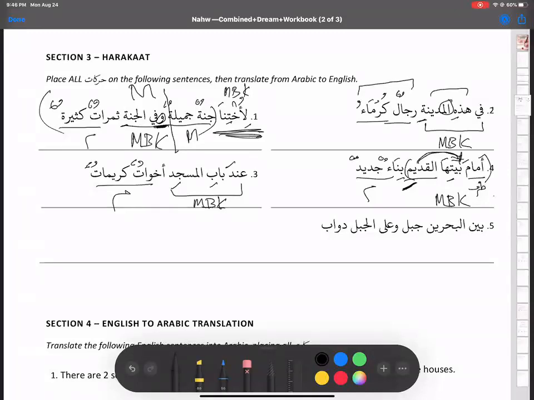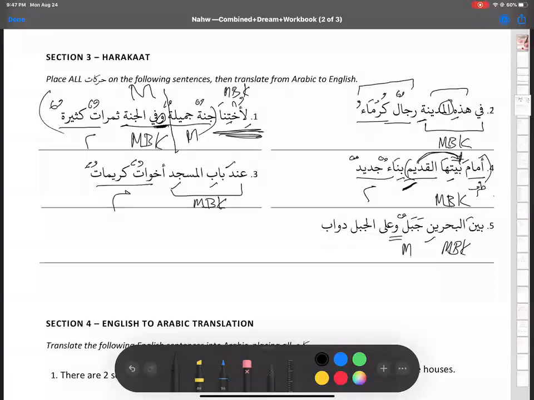Okay, now Bain, what is that? Bahraini, because that's Mudaf ilayhi. Special. Okay, so Bain al Bahraini. How are we going to label that? MBK. Jabalun. Okay. And what is wa alal? Very good. This is our Mubtada.